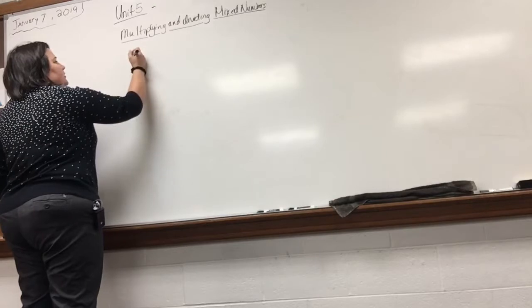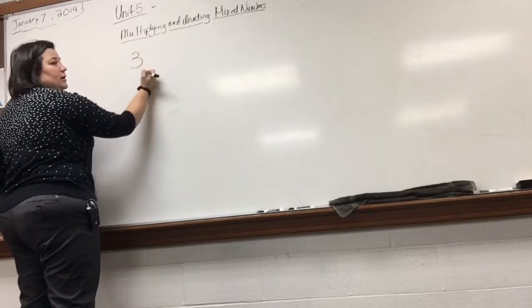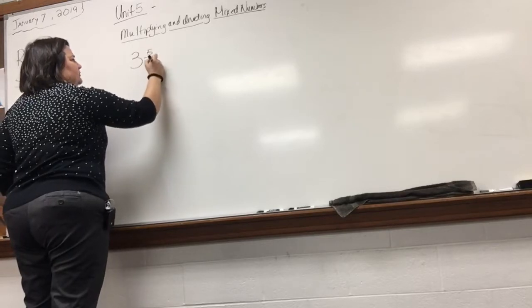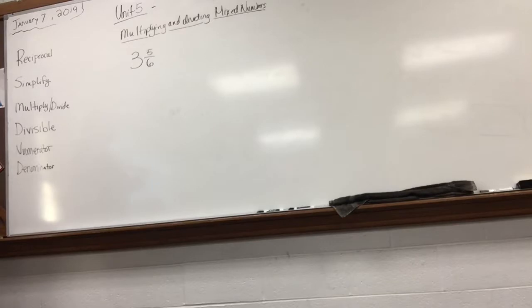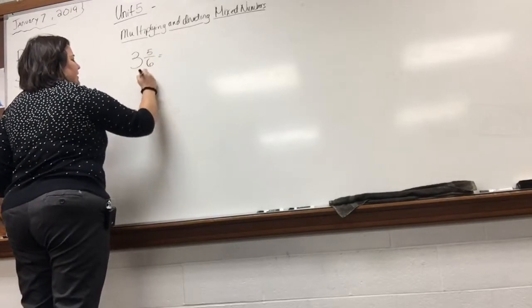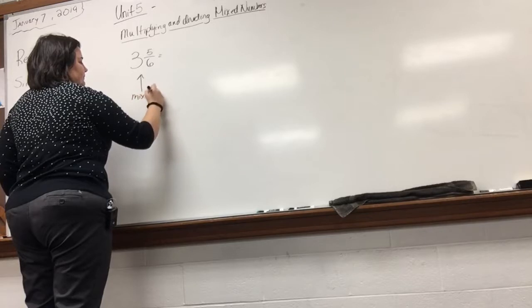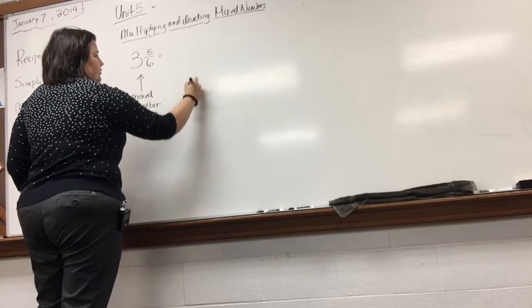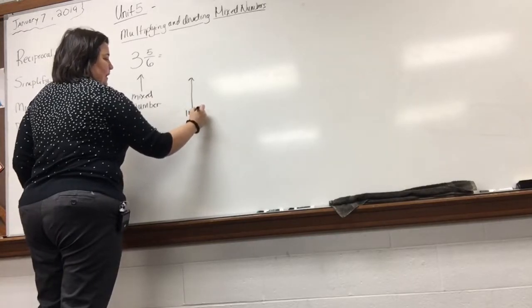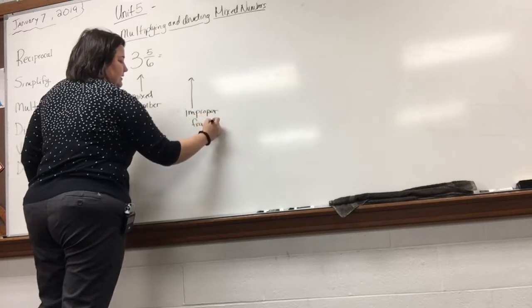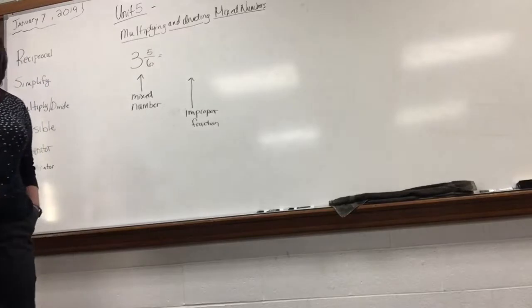So if we start with a mixed number, which is a whole number and a fraction, okay? So you are writing this in your notes. To convert this to an improper fraction, so we have a mixed number and we want to go to an improper fraction, which basically means that the numerator is larger than the denominator, okay?